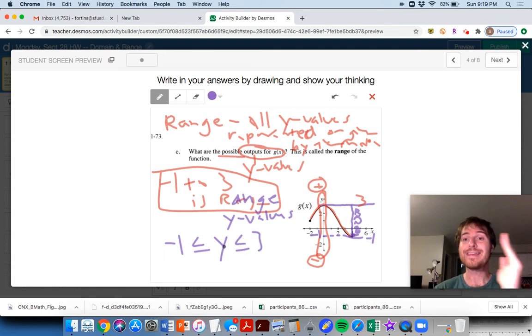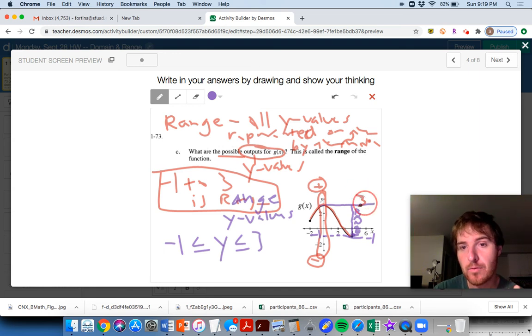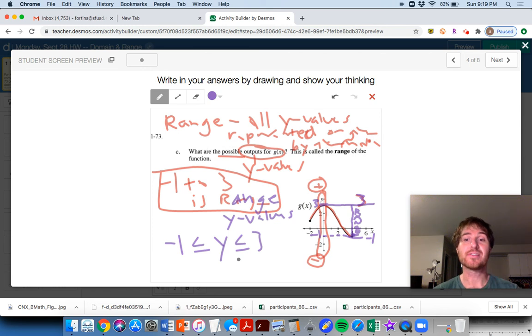So here, y is bounded, right? Our y values are between -1 and +3. That's the highest we get on the graph, right? We get there at 3. So that's the range of the graph.